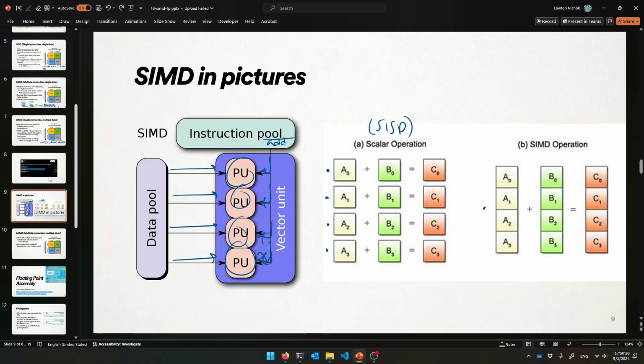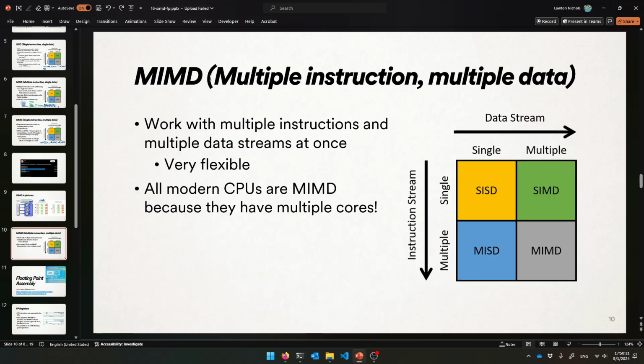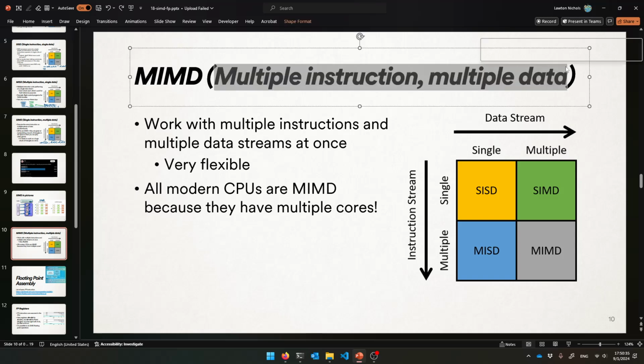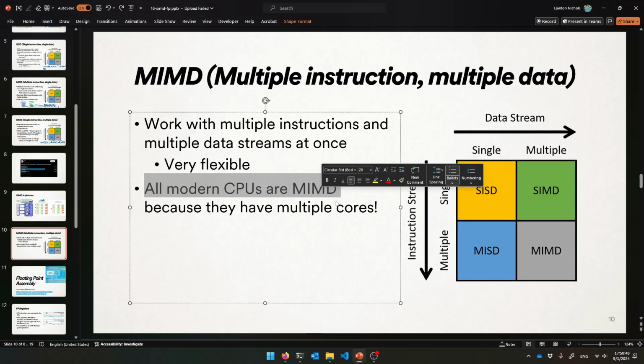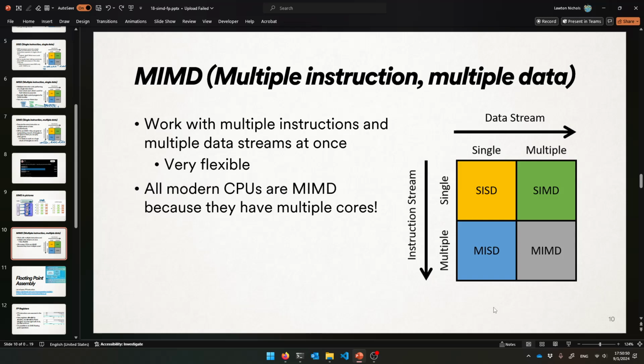And then the final corner, MIMD, I guess, is how you might say it. That stands for multiple instruction, multiple data. That's when you are working with multiple instruction streams and multiple data streams at once. That's about as flexible as you can get, right? Can't do any better than that. Pretty much every modern day CPU is MIMD because you have a bunch of different cores. You have a bunch of different programs, which are their own instruction streams, running and acting on their own pieces of data, which is multiple data streams. So that's pretty much how that works.